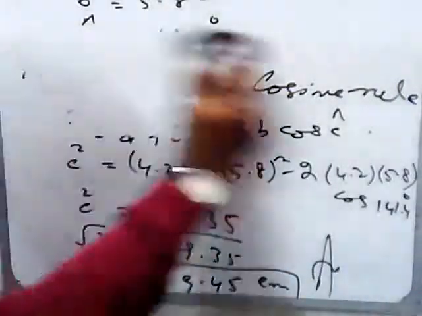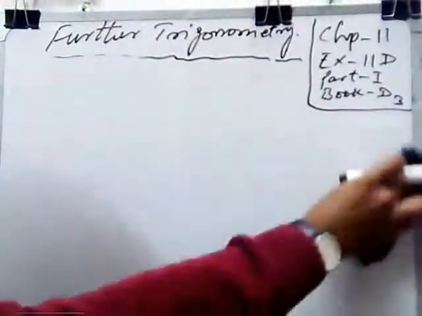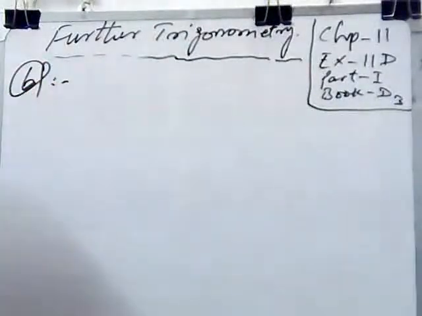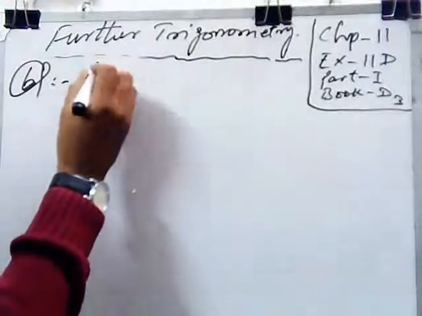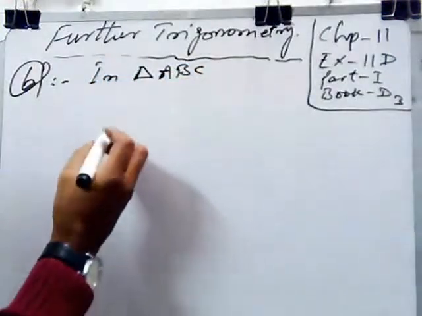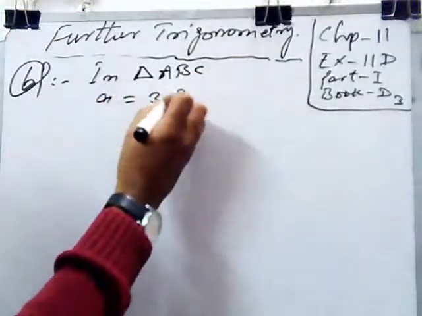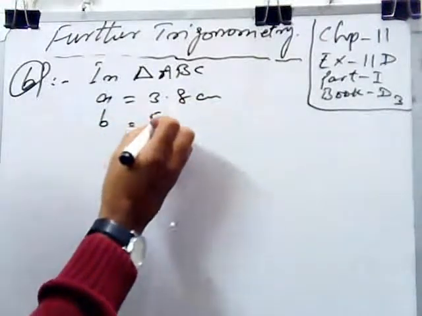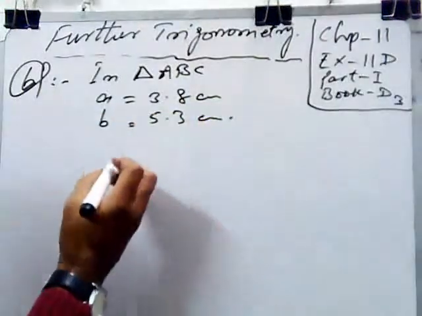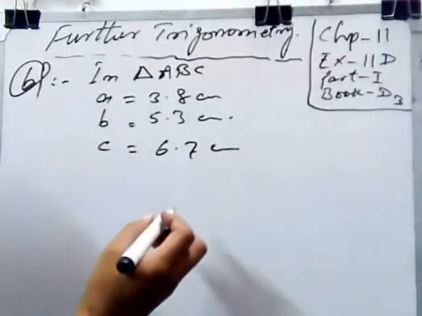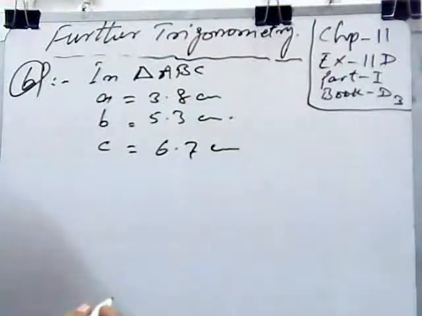Now coming to question number 6. In triangle ABC, the value of A is 3.8 centimeter, the value of B is 5.3 centimeters, and the value of C is 6.7 centimeters. And what is the size of the largest angle?